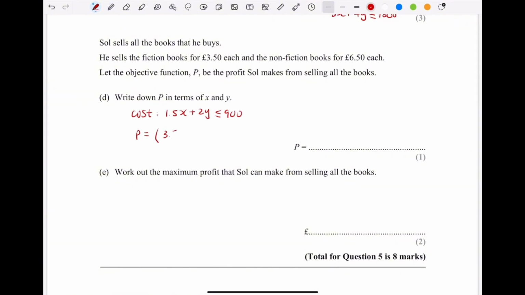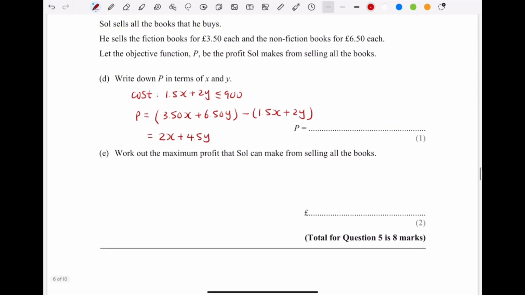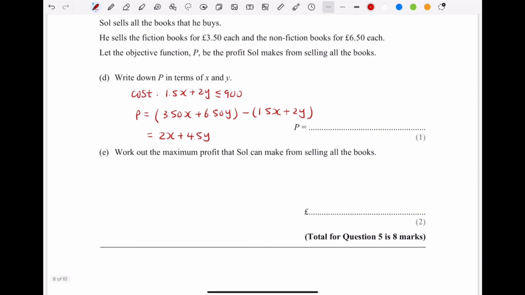He would have made 350x plus 650y from selling books. And because we are talking about profit here, we are going to take away the cost from the income. By simplifying, we will have P equals 2x plus 4.5y. And now we need to work out the maximum profit that Sue can make from selling all books.